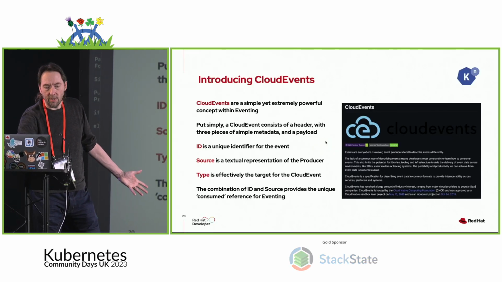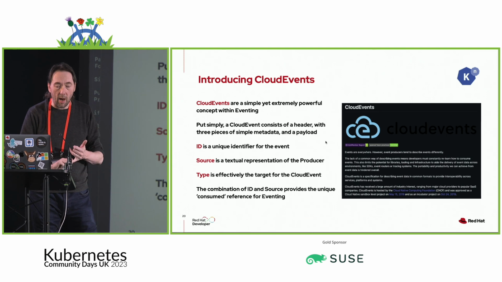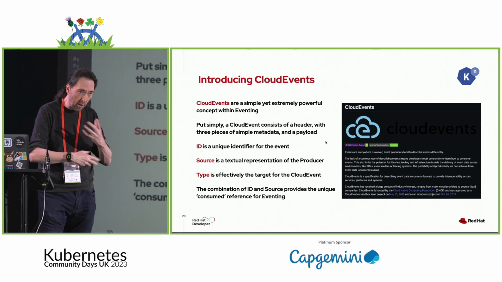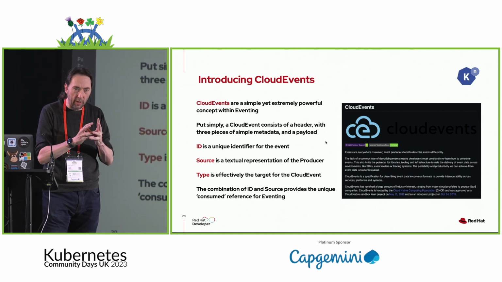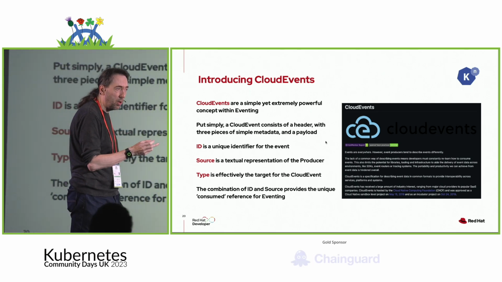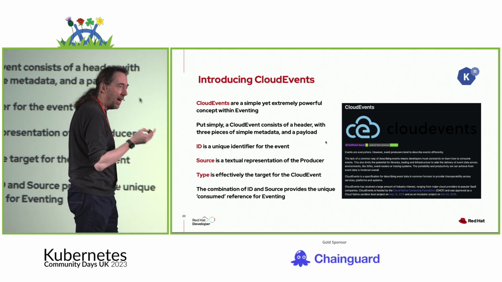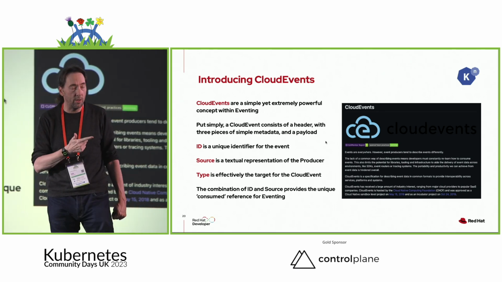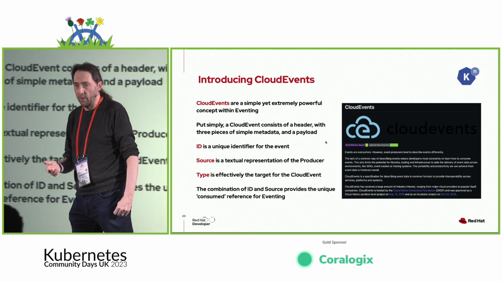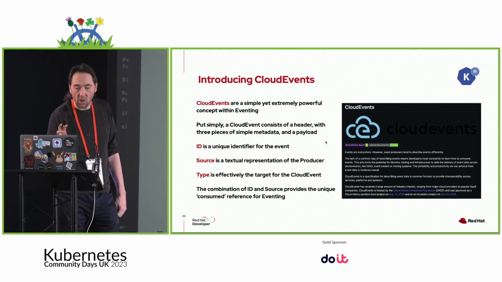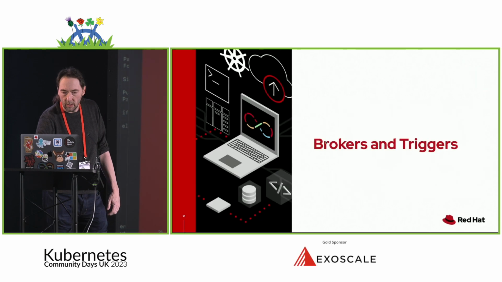Very quickly on the cloud event side, as I said, there are 3 pieces of metadata. ID, a unique identifier for the event. Source is a textual representation of the producer. And the system as a whole treats those two as an aggregated UUID. What I mean by that is you have this concept called a broker, which you throw the events into. If it has already seen an event with a combination of that ID and that source, it won't resend it. That's already been seen and it's been processed. And type is effectively the target for the cloud event.